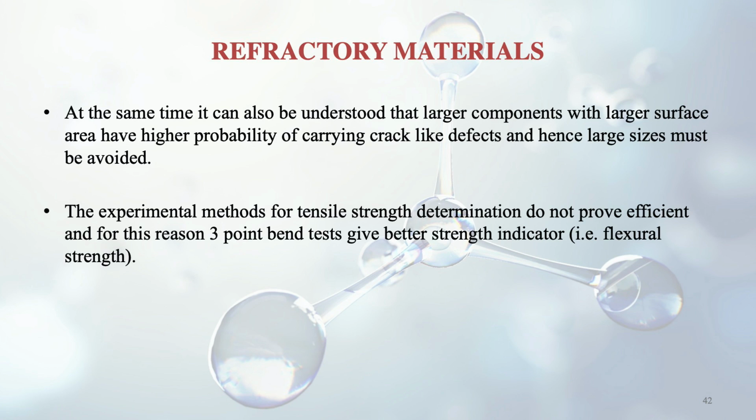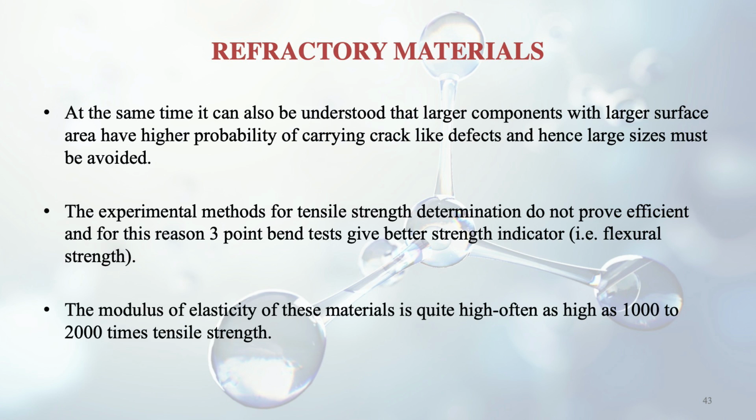So there are experimental methods for tensile strength determination in case of ceramics, but they do not prove efficient. For this reason we use the 3-point bend test, which is a better strength indicator, because it gives us the flexural strength, which is very important in case of ceramics. The modulus of elasticity of these materials is quite high, often as high as 1000 to 2000 times the tensile strength. So elasticity is still high. The tensile strength may not be high, but elasticity is still very good.